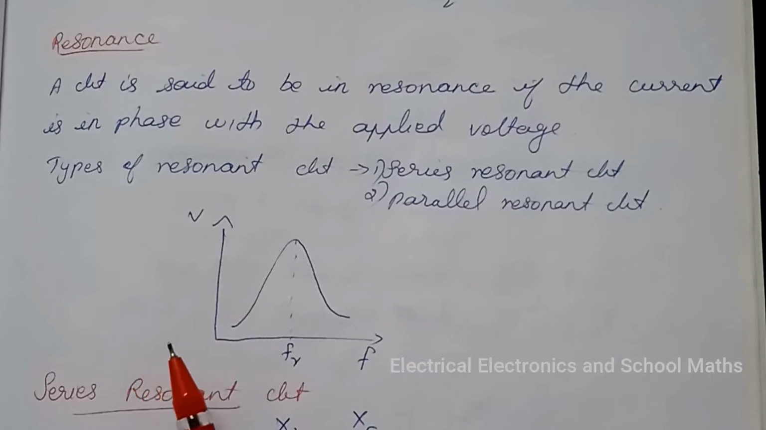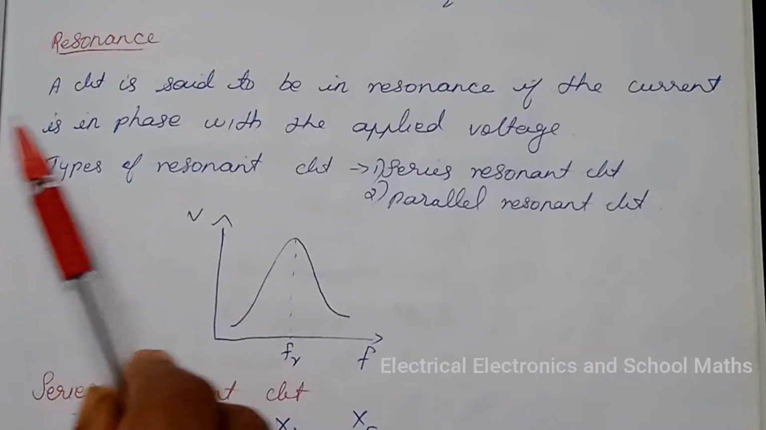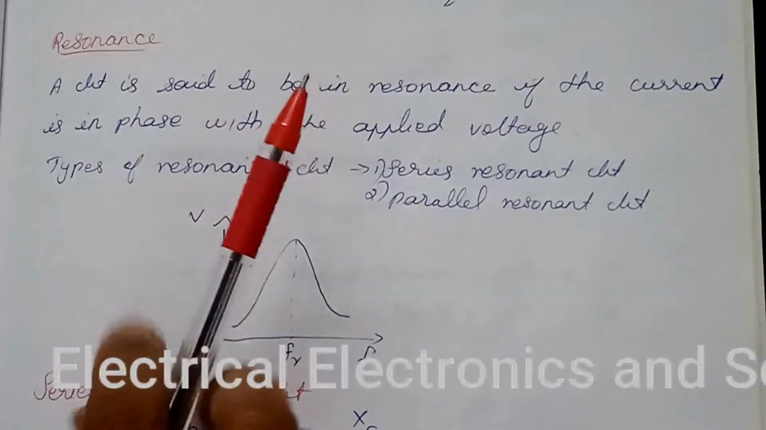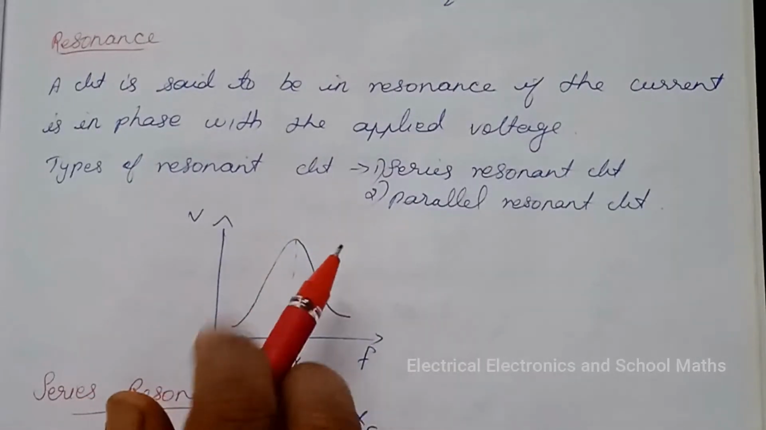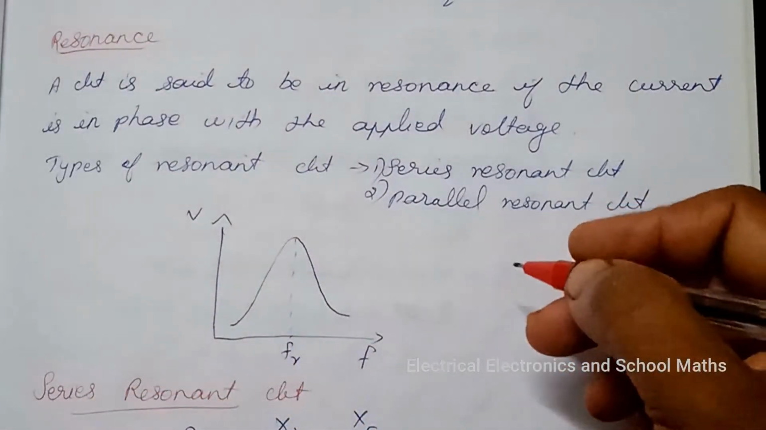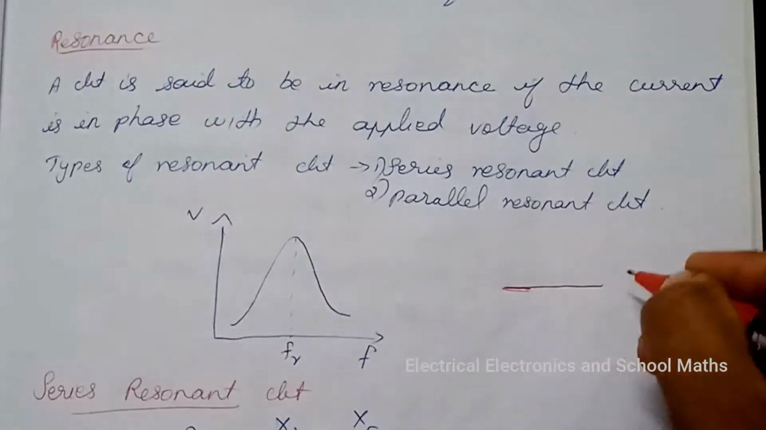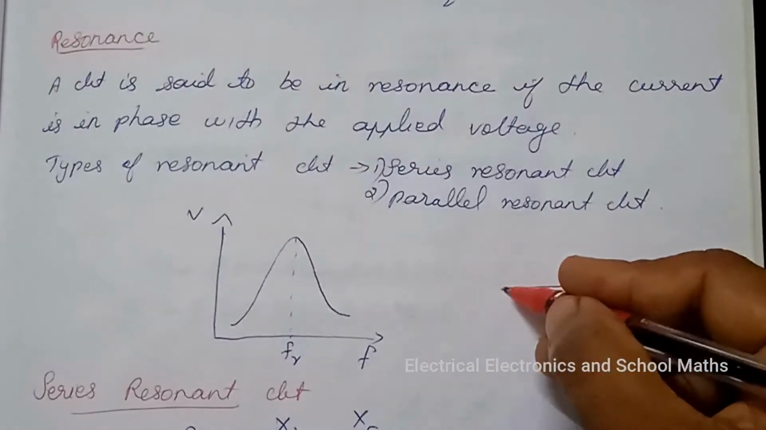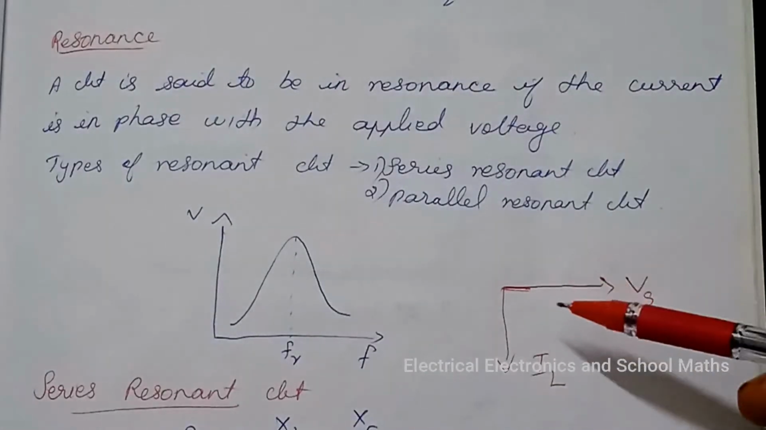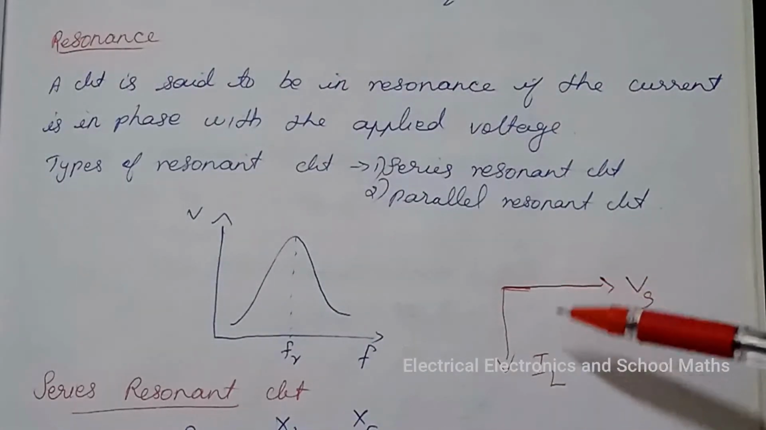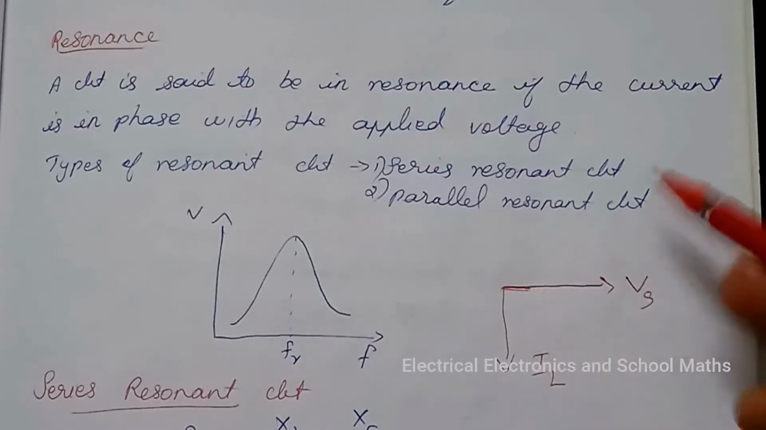Today I am going to discuss resonance. We know that in a circuit containing only inductance, the voltage leads the current by 90 degrees. That is, we can draw like this. In a circuit containing only inductance, the voltage leads the current by 90 degrees.